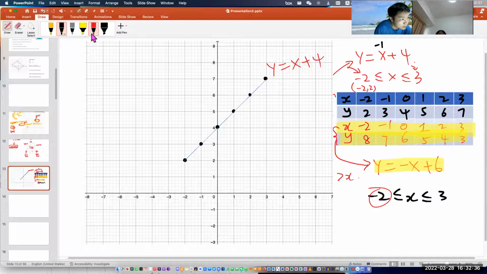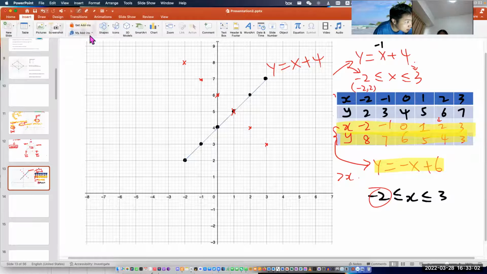Okay. Then now I'm going to do the -2 and 8. -2 and 8 is here. -1 and 7. 0, 6. 1, 5. 2, 4. Yeah, I almost read wrongly. 2, 4. And then 3, 3. So once again, link it up.